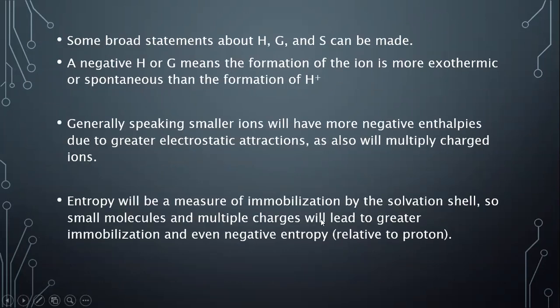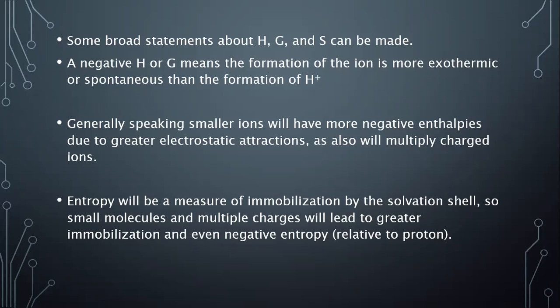So here are some broad statements about H, G, and S. We can still say a negative H and negative G means the formation of the ion is more exothermic or more spontaneous than H plus. Generally speaking, smaller ions will have larger negative enthalpy due to greater electrostatic attractions. And also we will multiply the charges for charged ions. So 2 plus will have greater electrostatic attractions than, say, 1 plus.